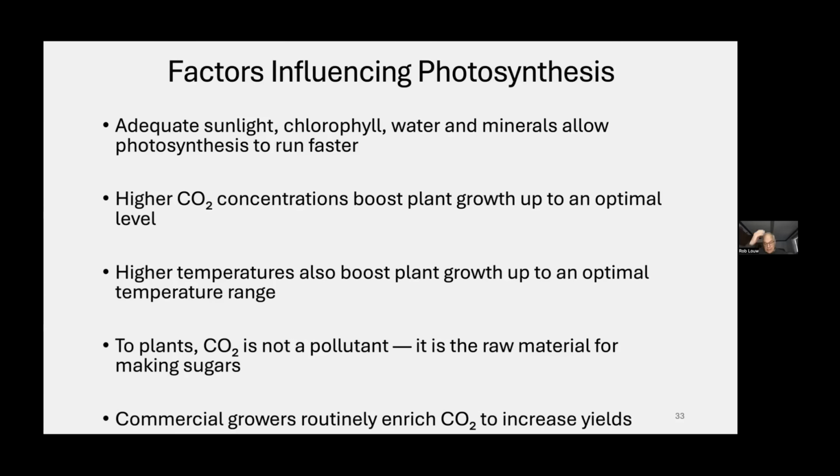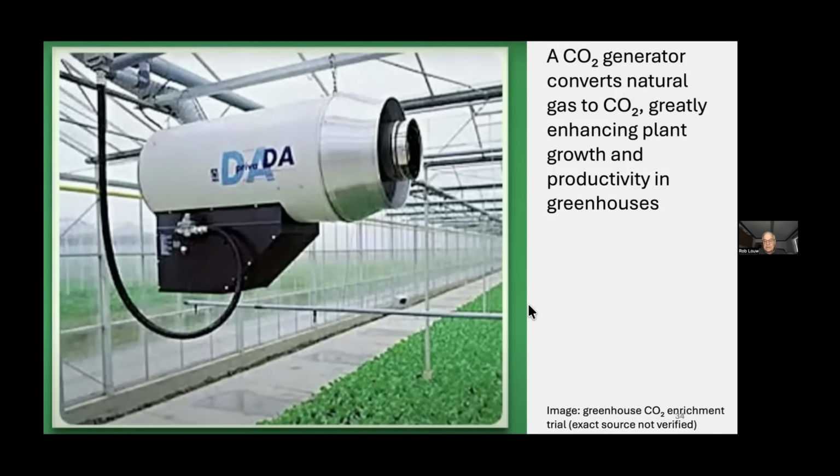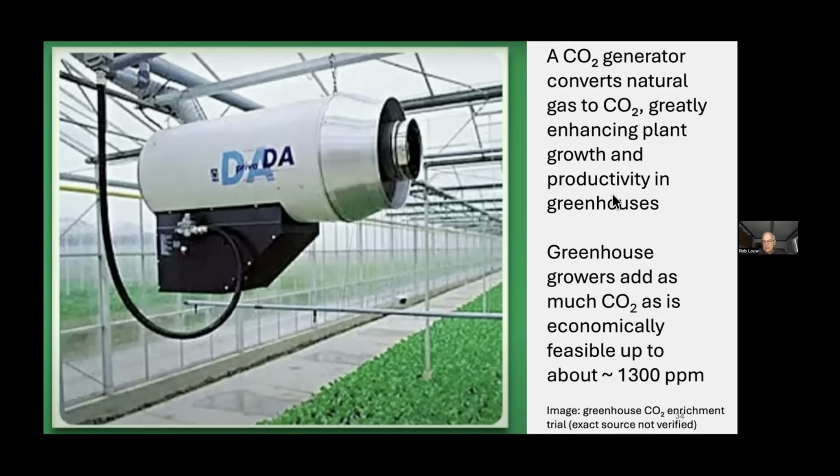Now, commercial growers are aware of plants liking carbon dioxide, and so they use it to enrich their yields, as you can see in this image. This is a CO2 generator which converts natural gas into carbon dioxide, and that greatly enhances plant growth and productivity in greenhouses. Greenhouse growers add as much CO2 as is economically feasible, up to about 1,300 parts per million.